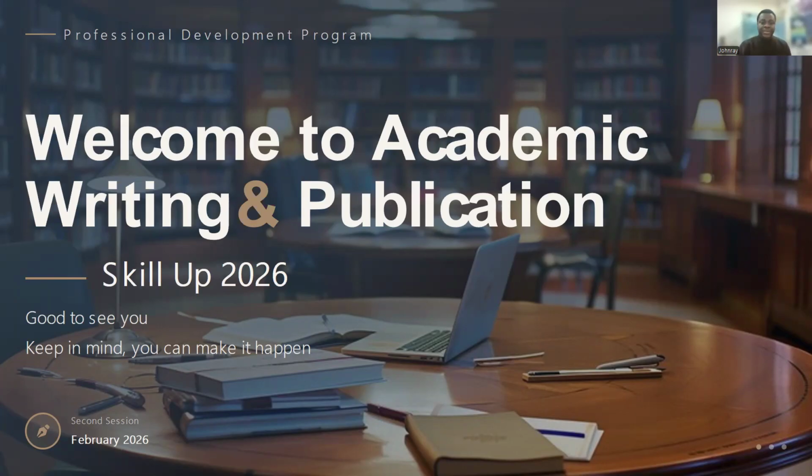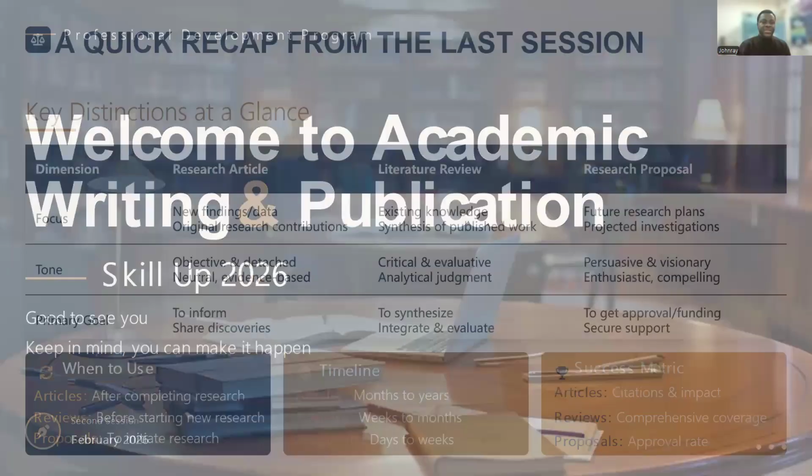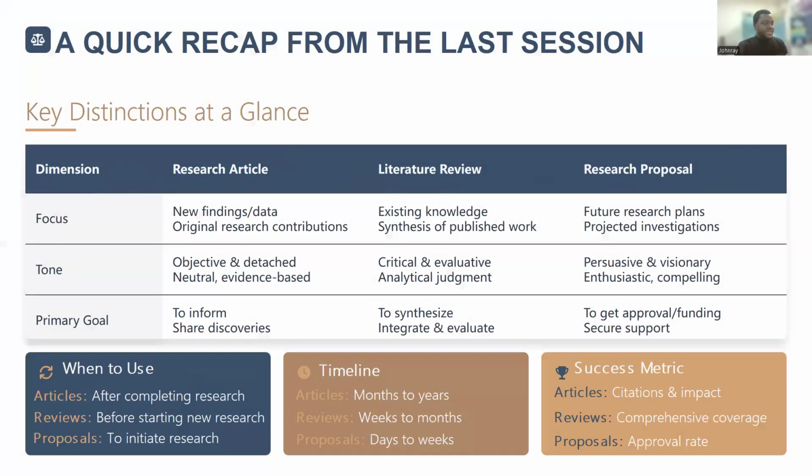We are going to have a quick recap of what we did on Tuesday. Yes, this is a summary of what we did on Tuesday. Then we'll move straight into what we'll be doing today. So on Tuesday, this is what we looked at. We looked at the 3 pillars of academic writing.